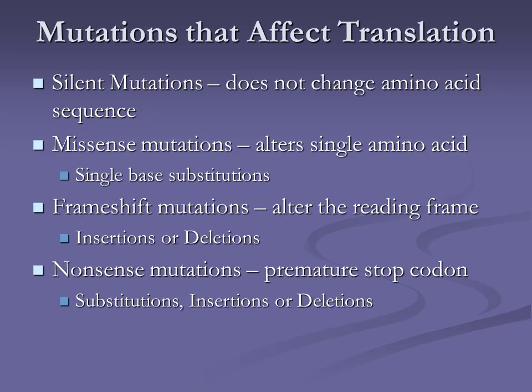Now, the last mutation, which can be changes, insertions, or deletions: if you have a premature stop codon, that is called a nonsense mutation. I know that a lot of these, missense, nonsense, frame shift, sound kind of the same, but it's important to keep those categories of mutations apart to know which is which, because there's a big difference between a premature stop and a single amino acid difference.